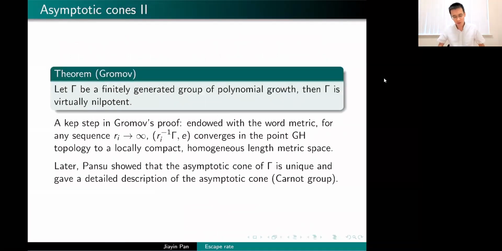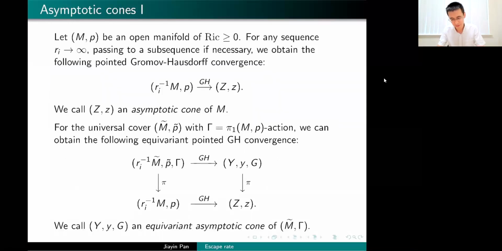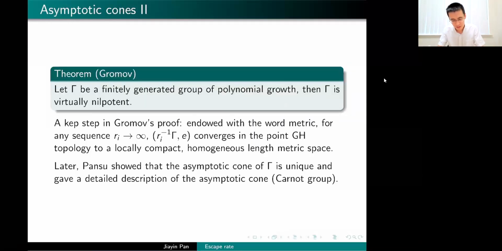Okay, so now we're gonna stray a little bit away from the Ricci curvature thing, but still related to asymptotic cones. At the end of the day, this part is not directly related to the thing in this talk, but actually it serves as an inspiration of the work here.